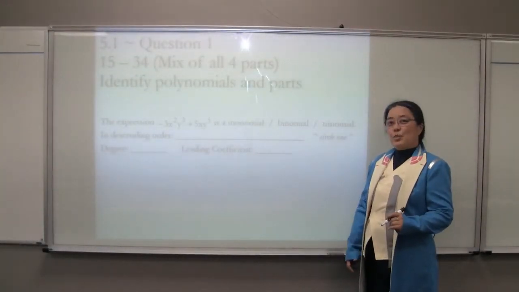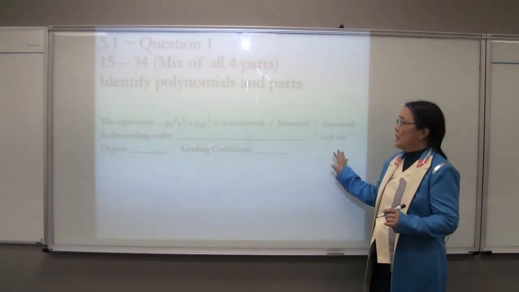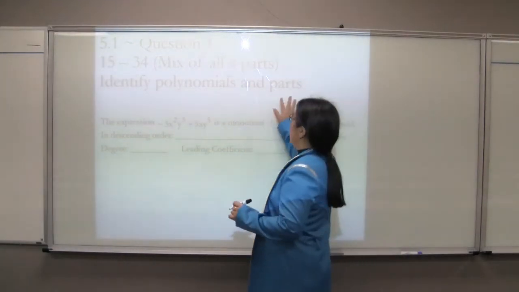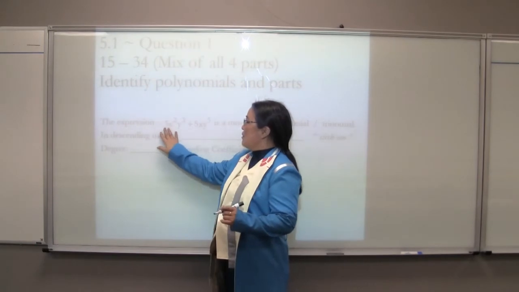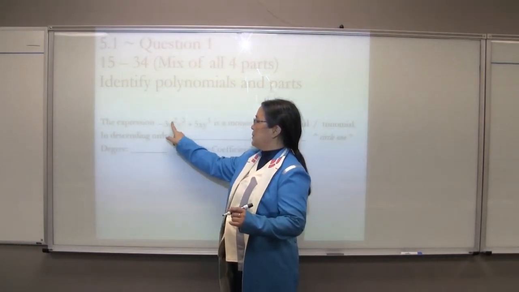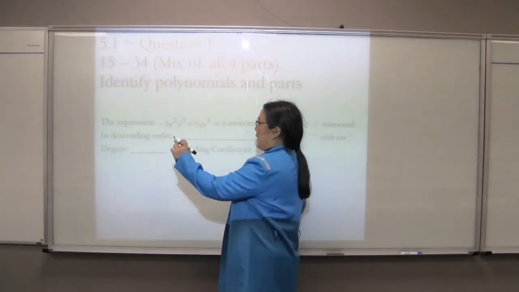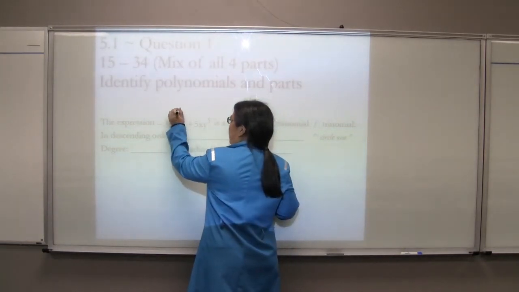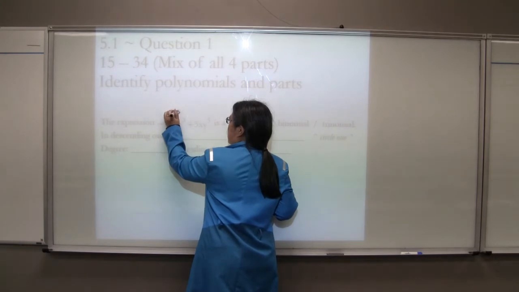Chapter 5, Section 1, Question 1. We're going to identify polynomials and the parts of polynomials. From earlier, we learned that this is a term and we can find the degree of the term by adding together the exponents. So 2 plus 3 would give you a degree of 5 for this little piece here.